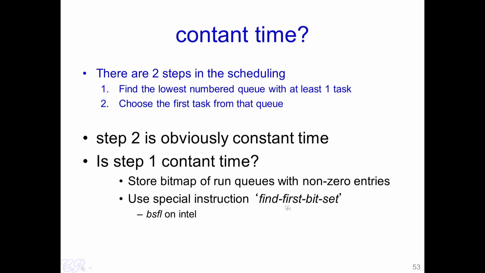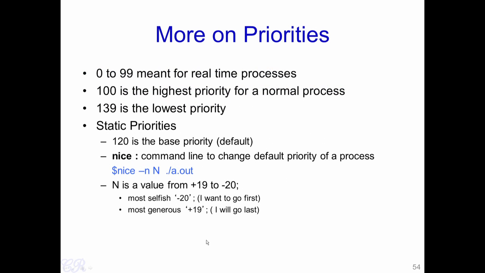Second, it uses a special instruction known as find first bit set. For example, there is a BSFL instruction on Intel, which would look at this 40-bit bitmap and choose the lowest index which is non-zero. Essentially, this gives us the lowest numbered non-zero bit in the bitmap, and this corresponds to the lowest non-empty priority queue.